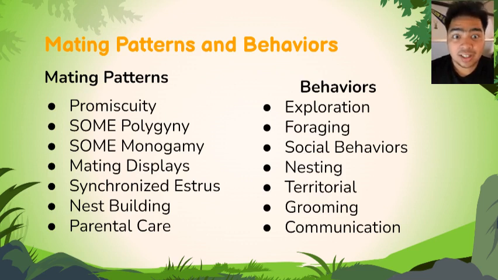They can often engage in courtship to attract females. They have synchronized estrus, meaning their estrus cycles are during the same time, which means a bunch of babies are born at the same time. Nest building. They build nests. Parental care. Sometimes male and females can participate in parental care.